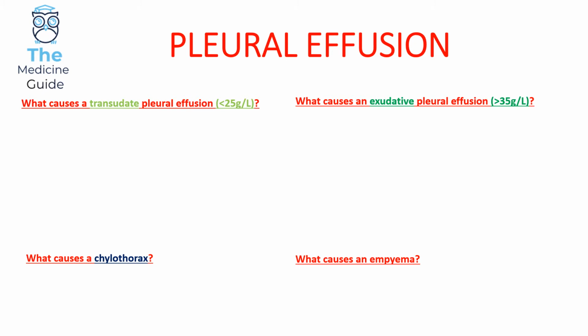Now, typically in exams, transudative and exudative pleural effusions are the most high yield. I've included chylothorax and empyema for completion, but I would say definitely make sure that you remember examples of transudative and exudative pleural effusions, because that's a very easy SBA that they can throw in exams.